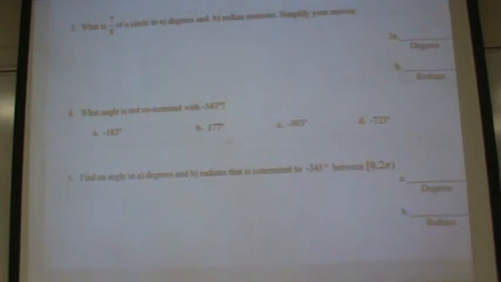Number three wants to know what is 7/8 of a circle in degrees and in radian measure. And it wants you to simplify your answer. So, to find 7/8 of a circle in degrees, you're going to take your 7/8, and a complete circle is 360 degrees, so we're going to multiply by 360. And you're going to get 315 degrees. So 7/8 of a circle is 315 degrees.